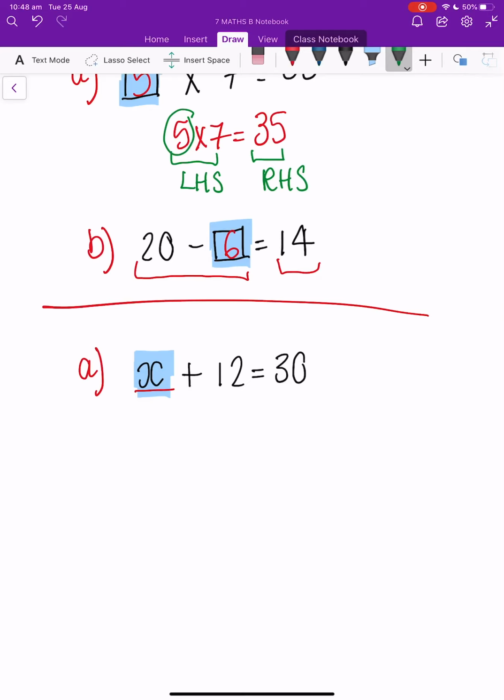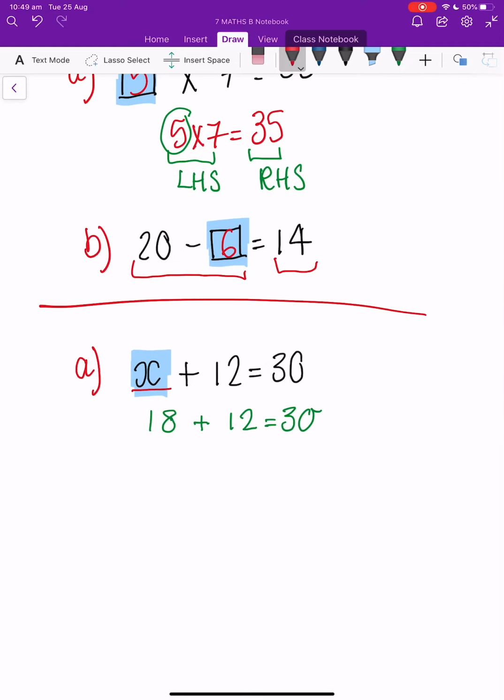Now you might know that 18 plus 12 gives you 30, and that's just your answer. And if you don't know off the top of your head, to work that out you can just go 30 minus 12, and it will give you 18. Let's look at another example.